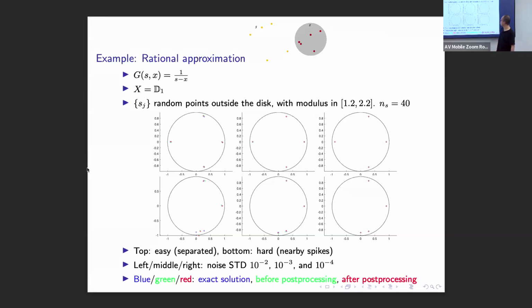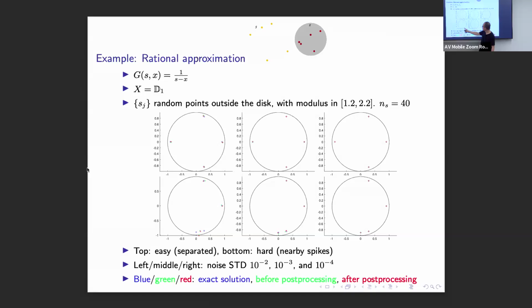And different columns correspond to different noise levels. Here I have 10 to minus 2, 10 to minus 3, and 10 to minus 4 noise. This corresponds to the standard deviation of the noise I inject into the UJs. Different color coding: blue stands for the exact solutions, and green stands for what I obtained using this eigenmatrix method before post-processing. You remember I mentioned there's also this joint optimization post-processing step, and the red one is the one obtained after the post-processing.